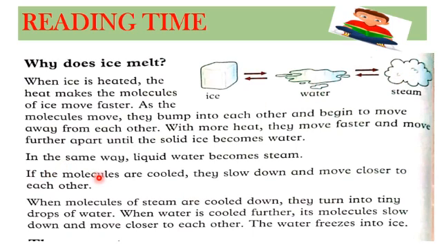If the molecules are cooled, they slow down and move closer to each other. When molecules of steam are cooled down, they turn into tiny drops of water. When water is cooled further, its molecules slow down and move closer to each other. The water freezes into ice.